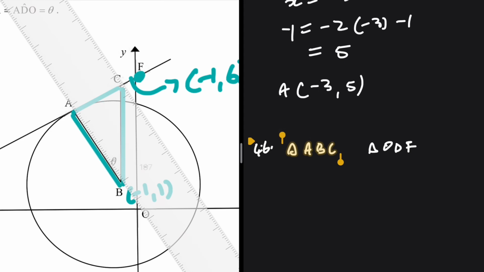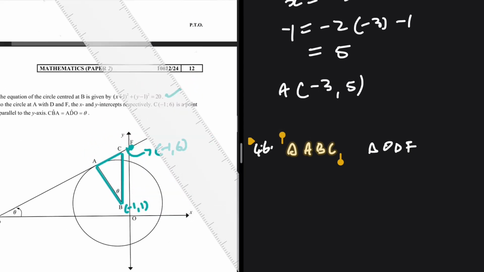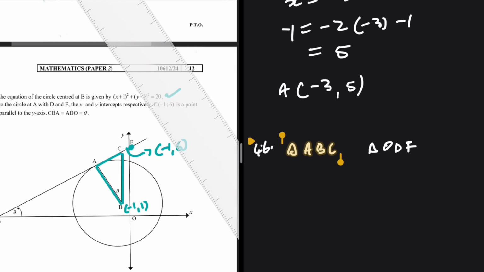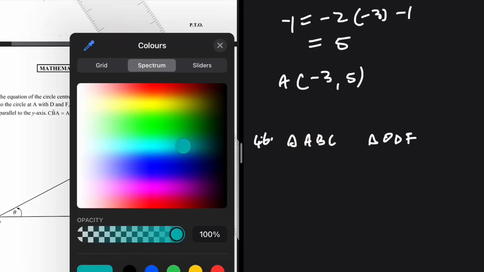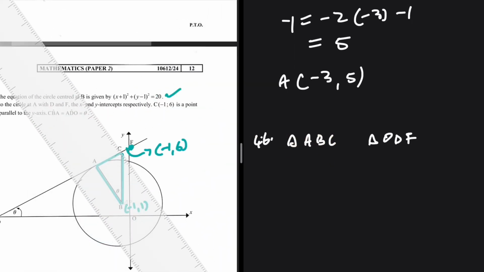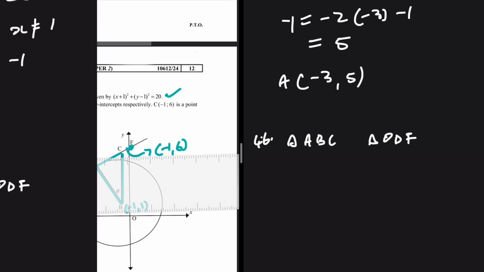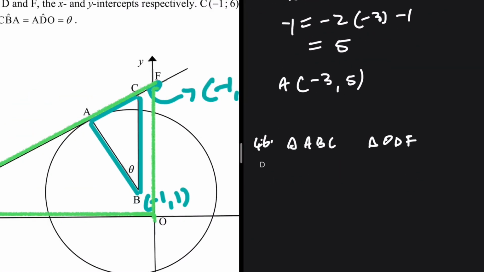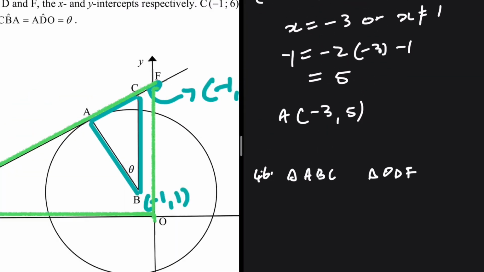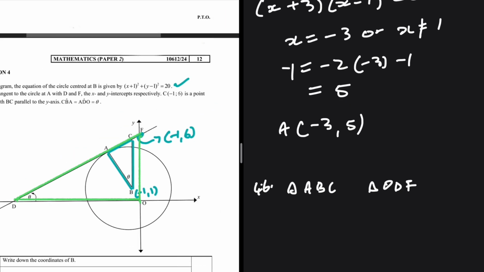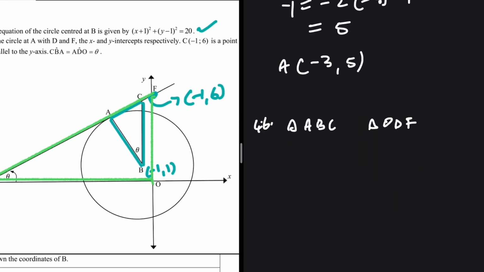That is ABC. Another triangle that we are interested in is ODF. AB is square root of 20. Let me write some things here instead of messing up the sketch. AB, we know that it is equal to the square root of 20.